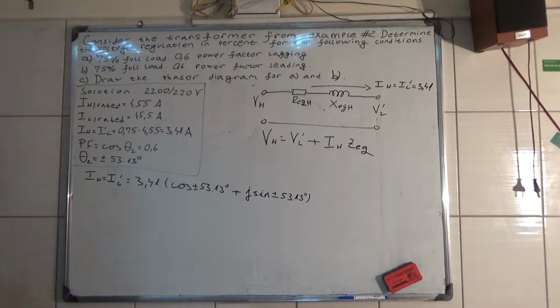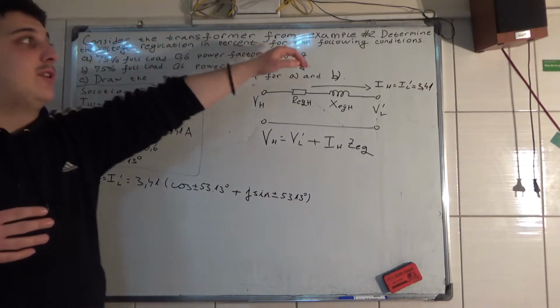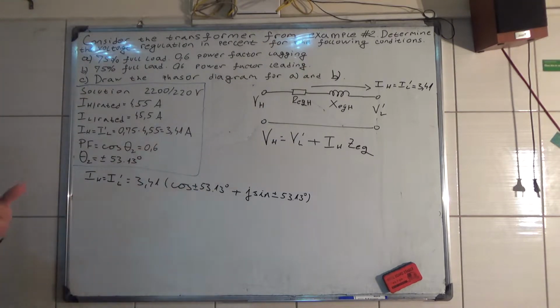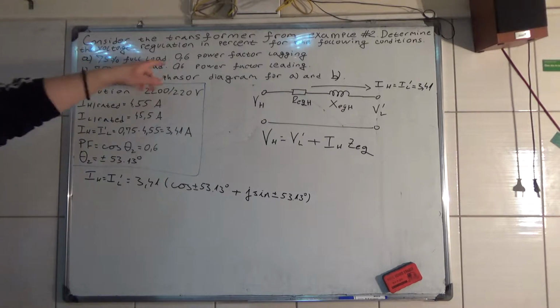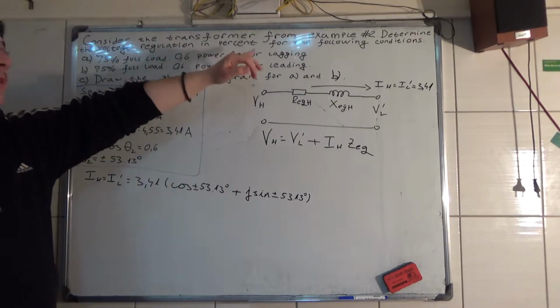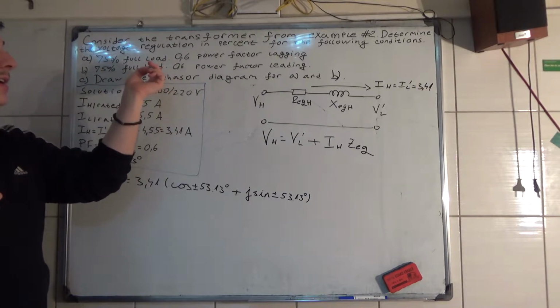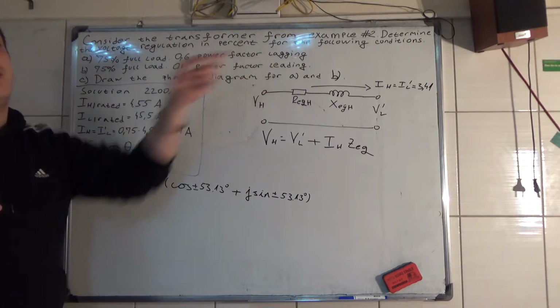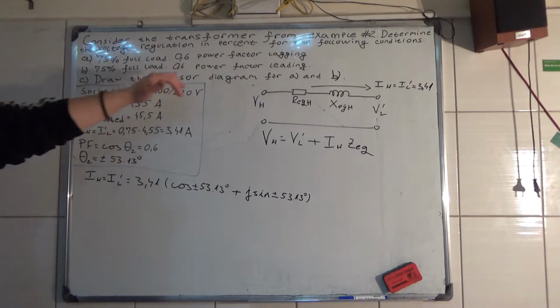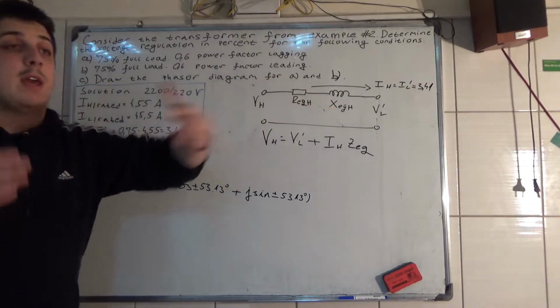So now it says that we have to determine the voltage regulation in percent for the following conditions. We have two conditions: A, 75% full load, 0.6 power factor lagging. B, same as A, just power factor leading. And for C, we have to draw the phasor diagrams for A and B.